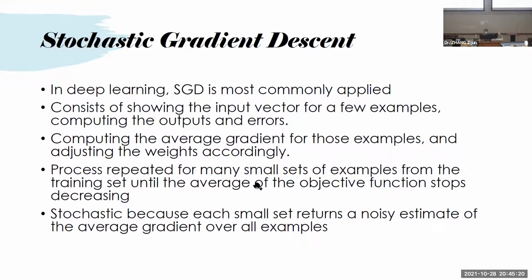This sentence I don't want to repeat. You guys just read, okay? So stochastic gradient descent's fitting strategy is not the whole batch of the data points, but a small portion of them. It is called stochastic because each small set of data points returns a noisy estimate of the average gradient over all examples. It's spiky, so we say it is stochastic.